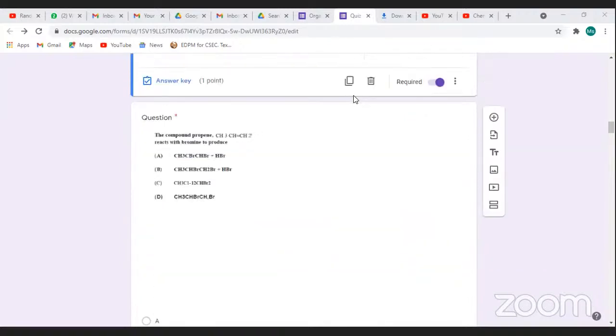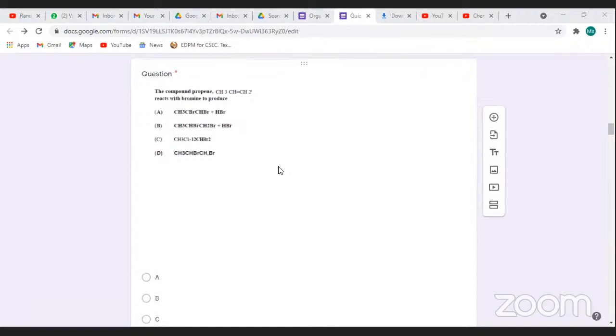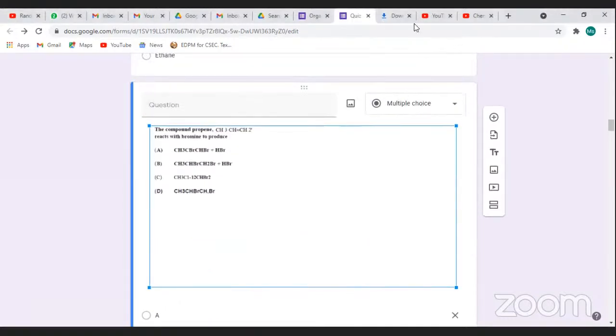All right, next one. The compound propene, which is here, reacts with bromine to produce what? A, B, C, or D? B. D, all right. The answer is D. What would probably be helpful for you is if you drew it out.